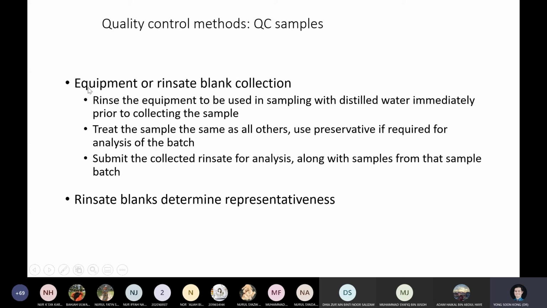Rinsate. In order to detect any contamination coming from the glassware, the container, or the equipment, this blank serves its purpose. So how do we do it? We rinse the equipment to be used for the sample with distilled water after collecting the sample. So you treat it the same way as the field blanks, but the purpose of this rinsate blank is to detect contamination from the equipment.